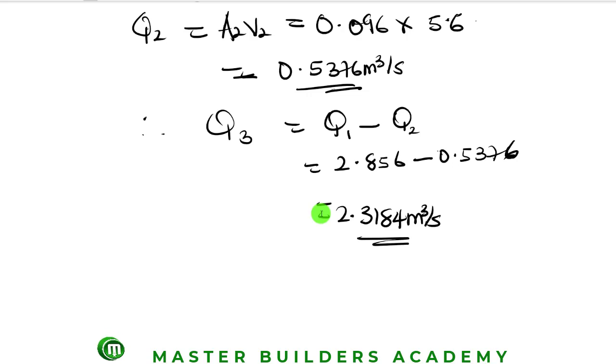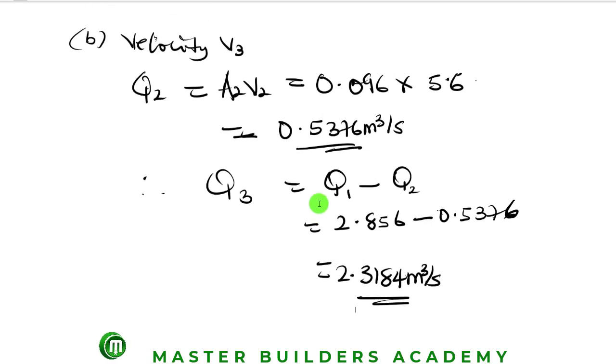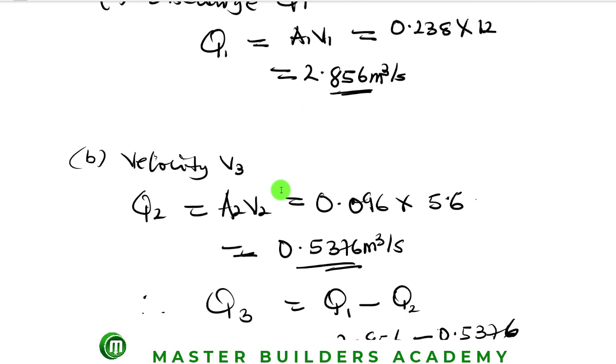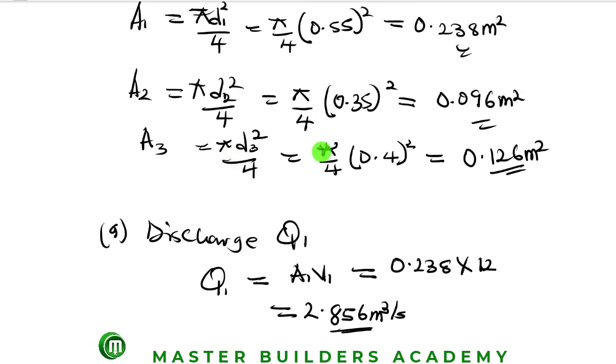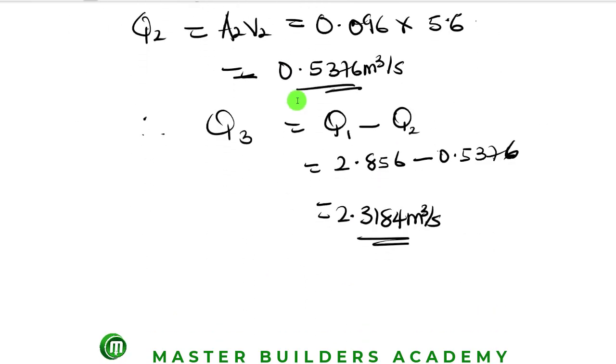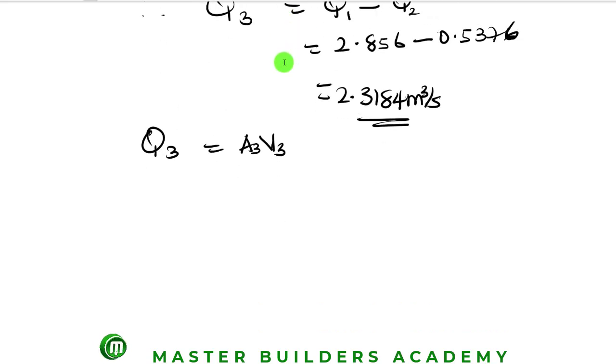So now guys, we have been able to find discharge 1, discharge 2 and discharge 3. For us to find velocity 3 now, it will be very easy since we know discharge 3 and we know area 3. All we need to do is to recall. Now we want to find V3. So recall that Q3 is equal to A3 times V3. So what we need to do now is to make V3 the subject of formula, and then V3 will give us Q3 all over A3.